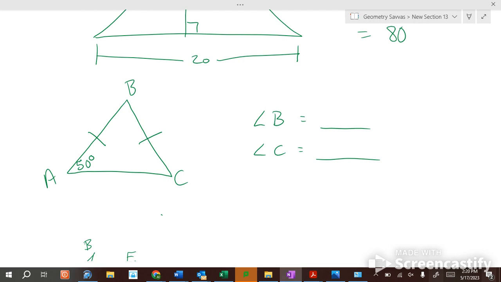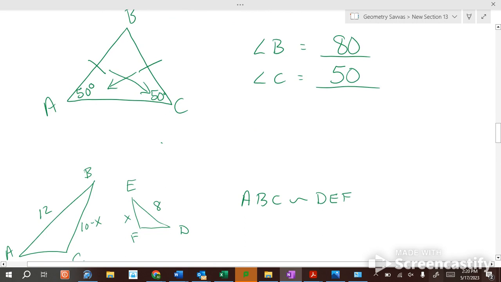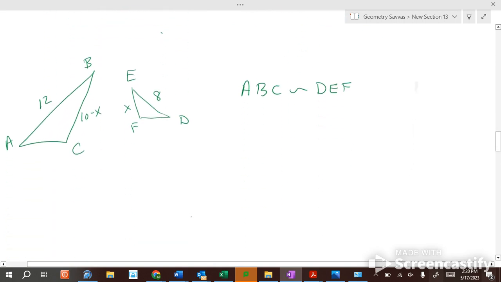How big is angle B? How big is angle C here in this triangle? How do you know C is 50? Because of the isosceles triangle theorem. The isosceles triangle theorem says if we have two congruent sides, then their opposite angles are congruent. So that must mean this is 50. So then, how many degrees is B? Why is it 80? Triangle angles always add up to 180 degrees.